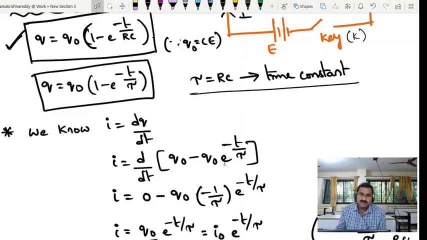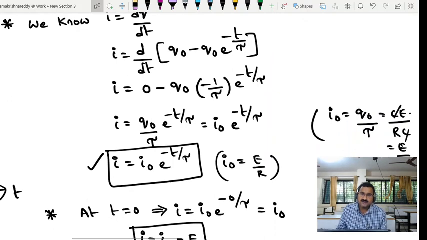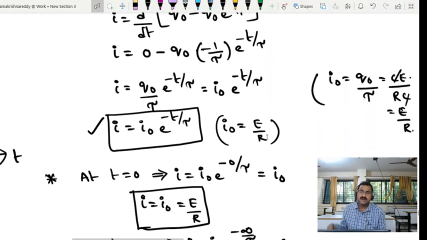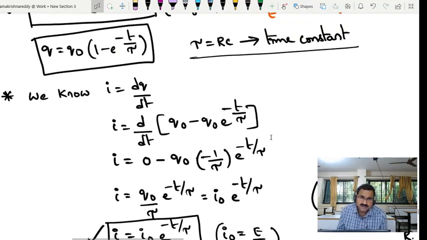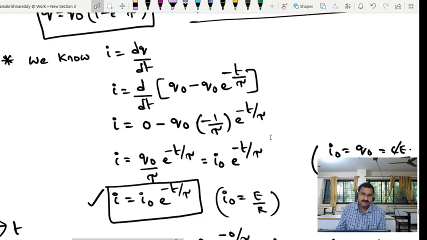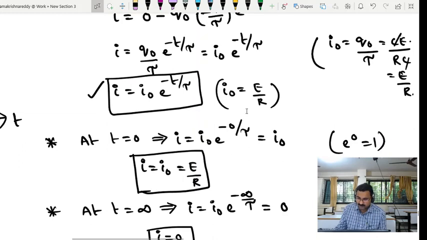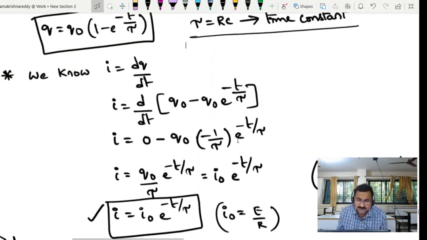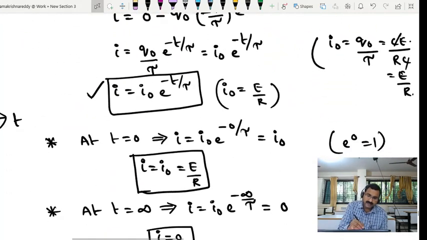After that we differentiate, I is equal to dq by dt, and by solving that we get I is equal to I naught into e power minus t by tau only. See that step by step: dq by dt, we substitute the q equation we got, I differentiate it and I get this answer. From here onwards the important point will come that I will share with you. First you have to practice this equation. Next, the second equation, the current equation: you have to practice this equation.